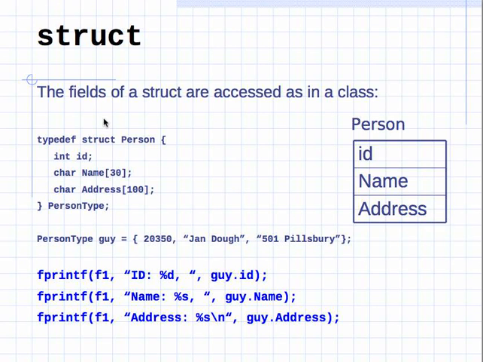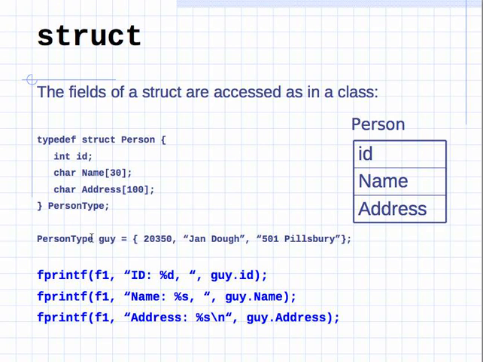Okay, so the fields of a struct are accessed as in a class data member. By default, all struct variables are public. So this is unlike classes, where in Java we can say what the visibility of each data member is. We cannot do that in C-style structs. They are all public.